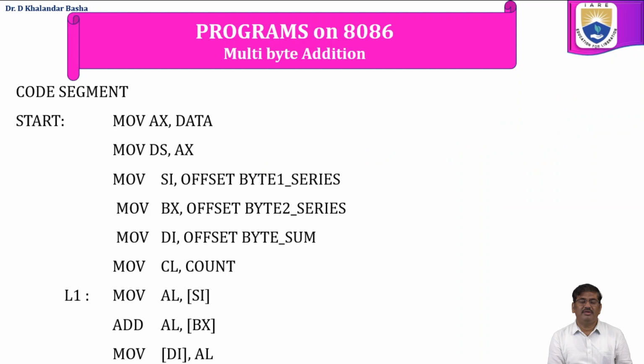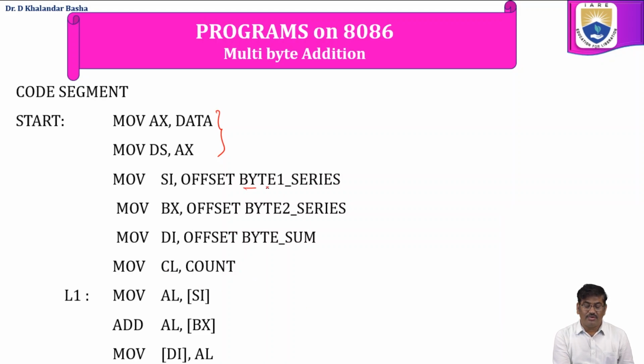Now in the code segment we will write the fetching of the data segment, loading it into the data segment register. For fetching the addresses of the byte 1 series and byte 2 series into two registers, we will take SI comma BX. Next, DI will have the result address, that is byte sum. The count of how many values we are going to add is loaded into the CL register.